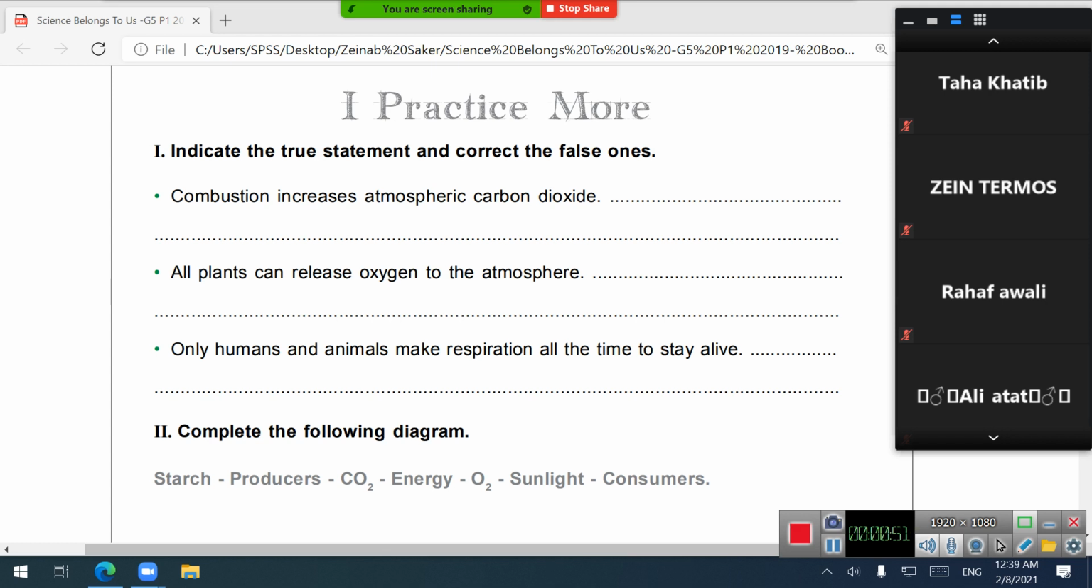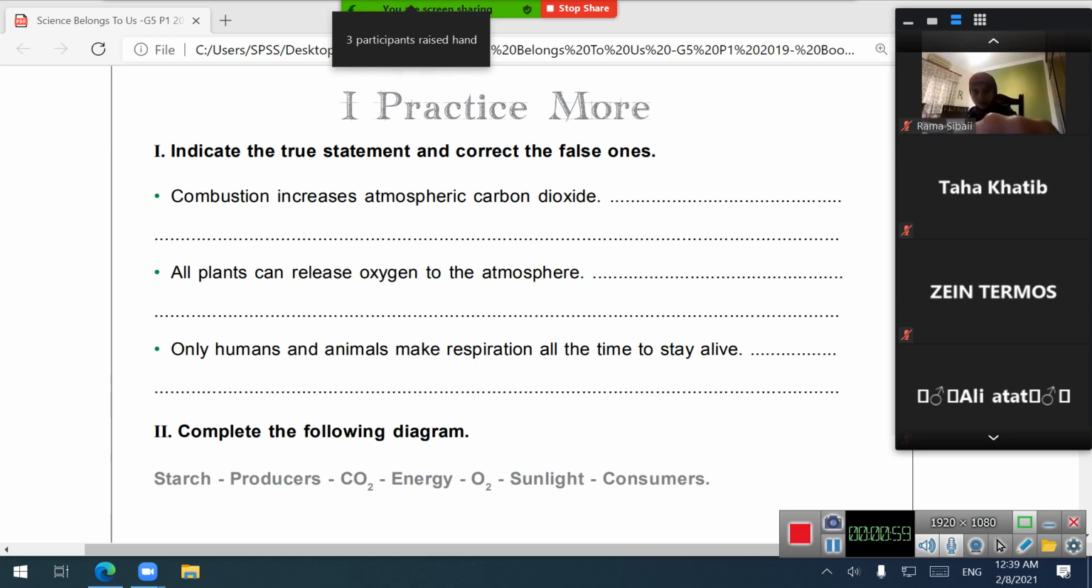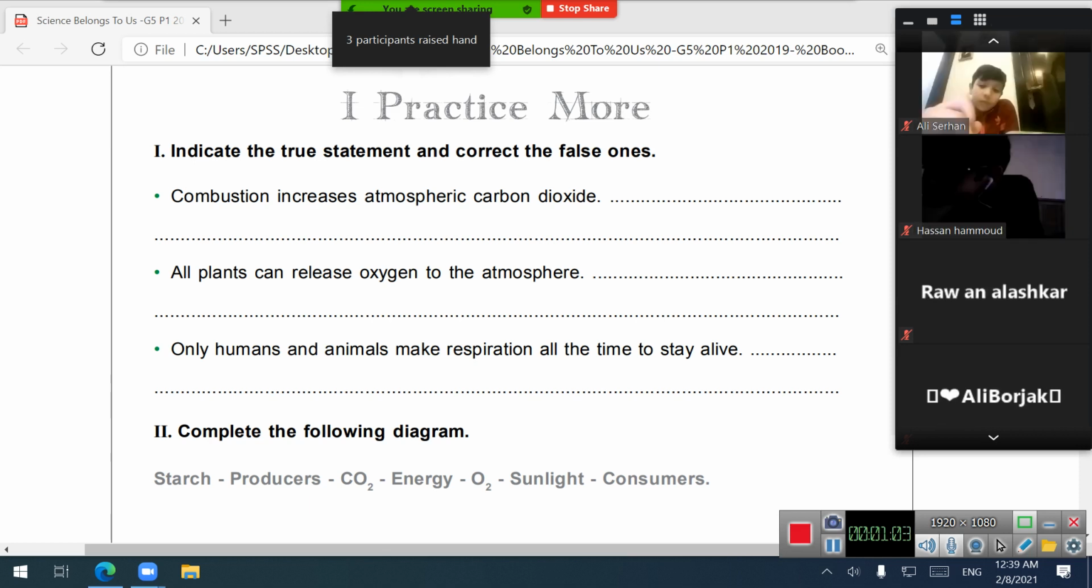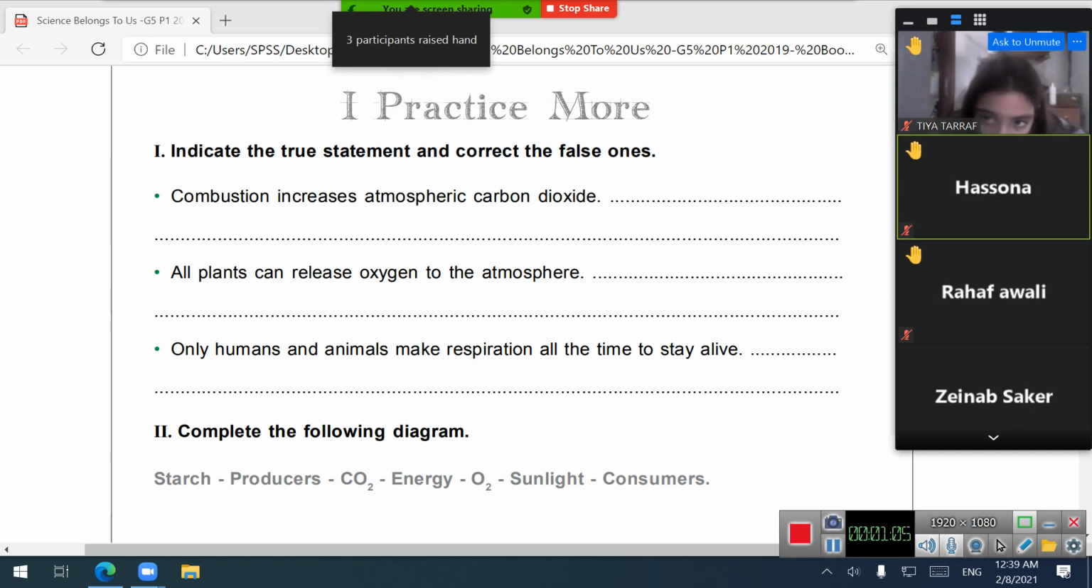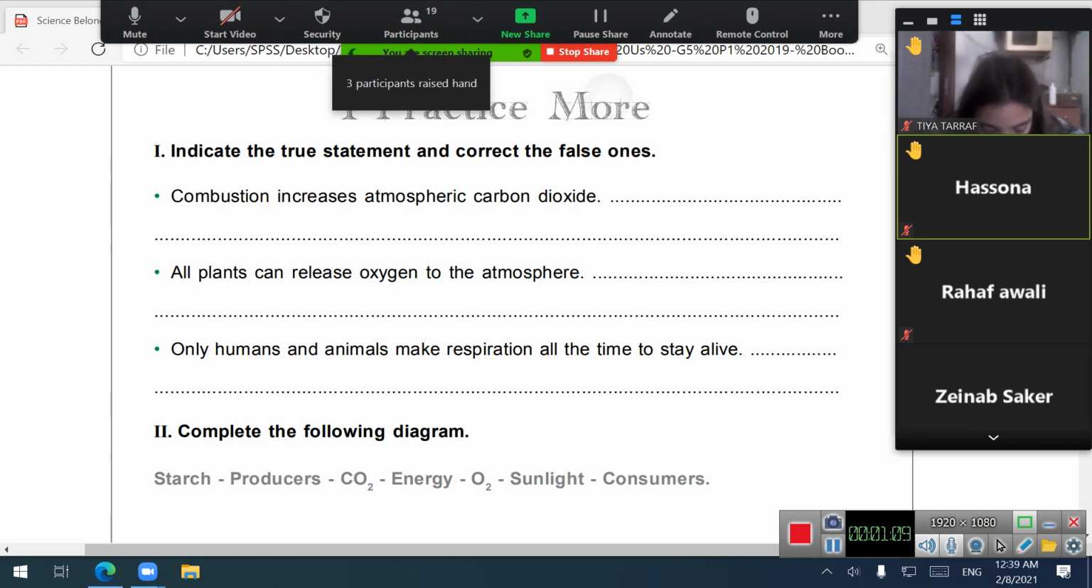In this session, we are going to correct our homework, page 65, the first exercise. Number 1, we have to indicate the true statements and correct the false ones. Let's start please with Tia. Read number 1 please.